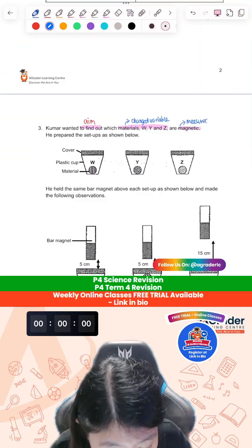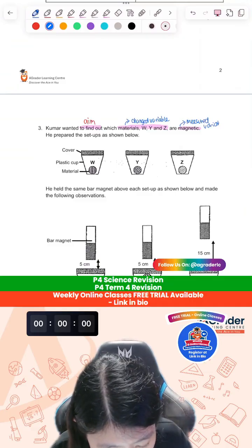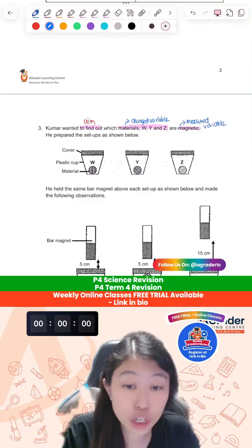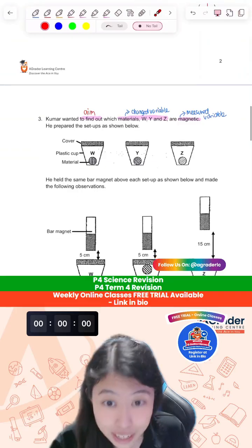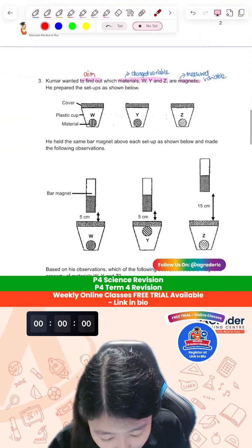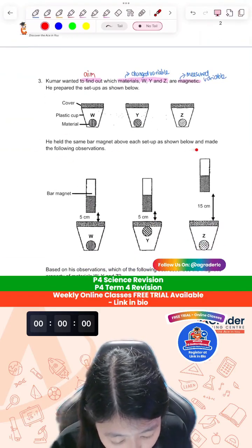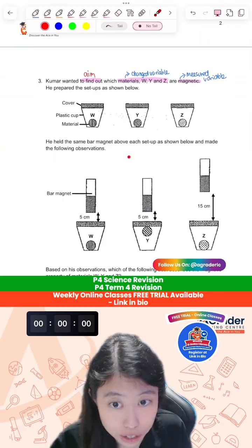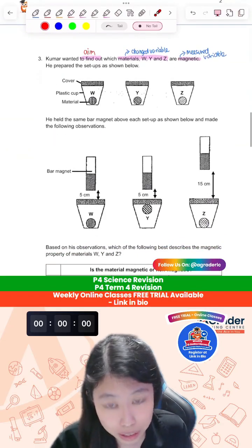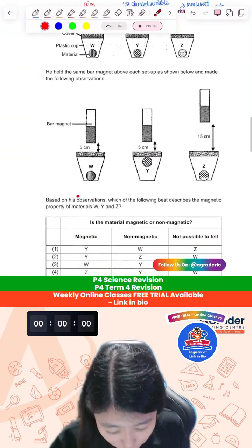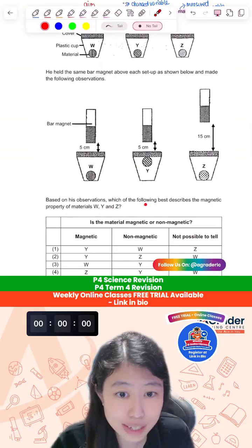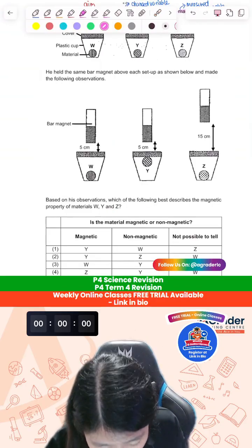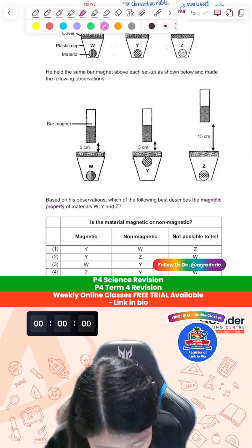But how do I know whether the materials, the changed variable, are magnetic? Then we look at the bottom part. Okay, I screwed up a bit. They say that he held the same bar magnet above each setup below and made the following observations. The second sentence is not so crucial. We have to go down to the bottom here. Based on his observation, which of the following best describes the magnetic property of the materials?